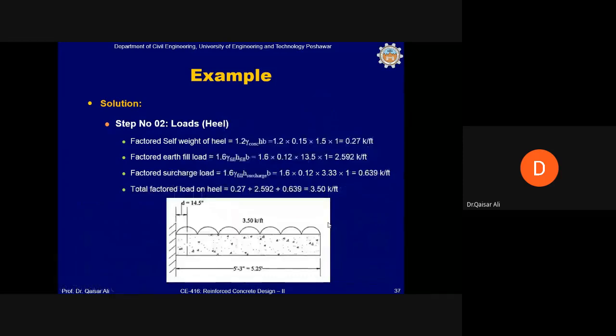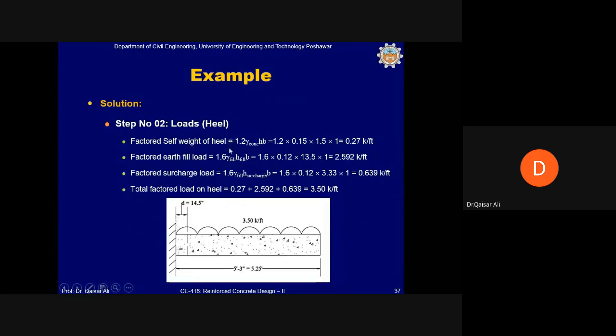Okay, loads on the heel. Loads on the heel are uniformly distributed, acting downward. This is the weight of the backfill and the weight of the heel itself. Both shall be taken into account in the calculation of bending moments at the edge of the heel, at the junction of the heel with the arm.